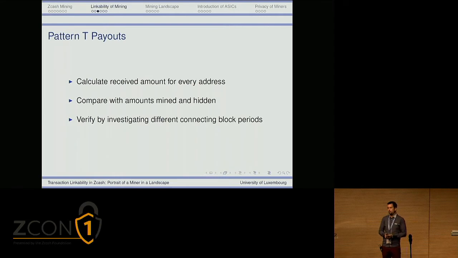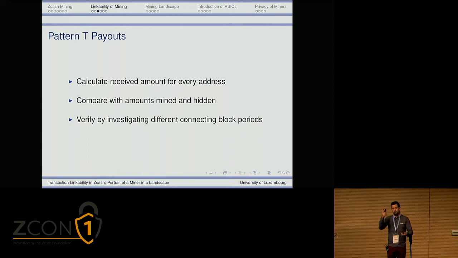As such, we have developed two heuristics for the two different payout methods. First, pattern T payout methods are actually quite easy to find. Our heuristic is very simple. First, we choose a block period or a time period in the blockchain, and then in that period, we simply sum up all the coins that every single address received from a shielded transaction into a public address.